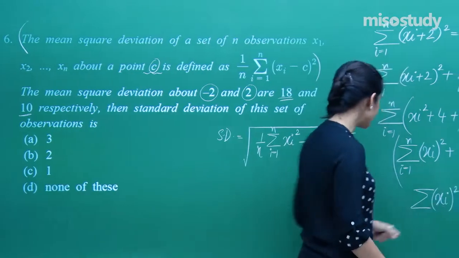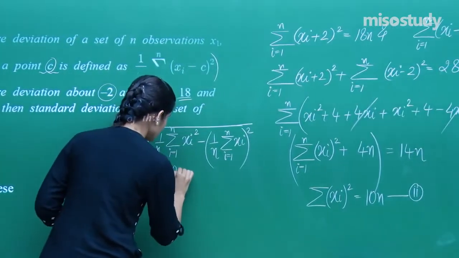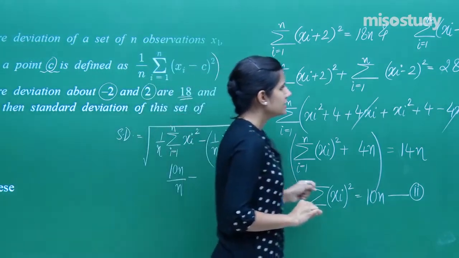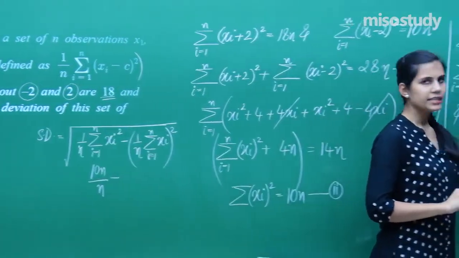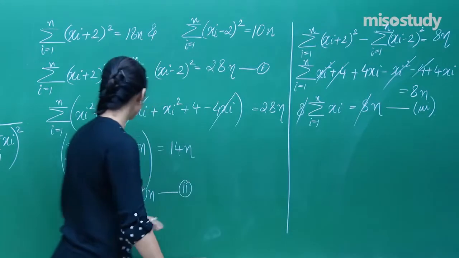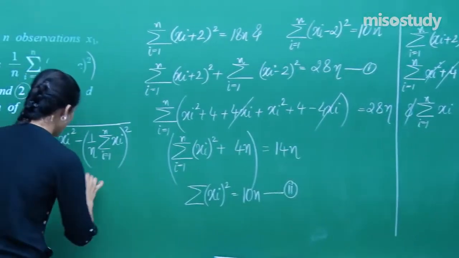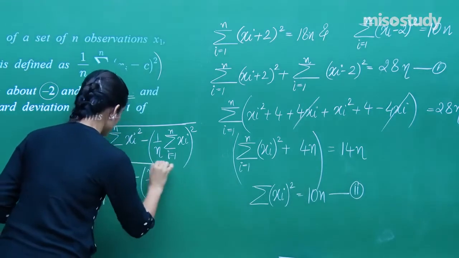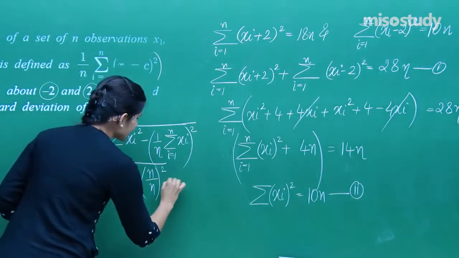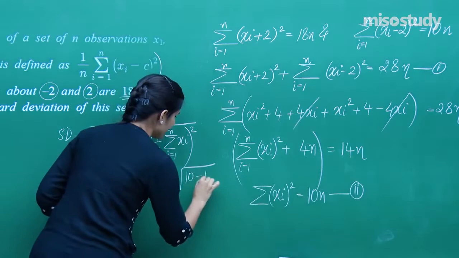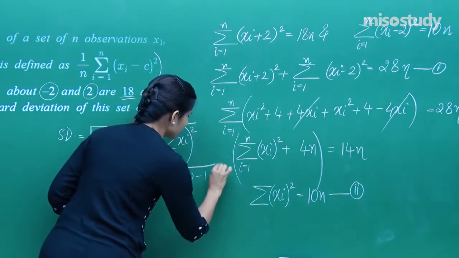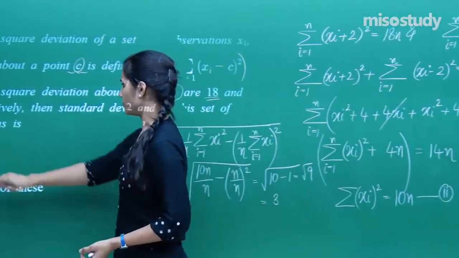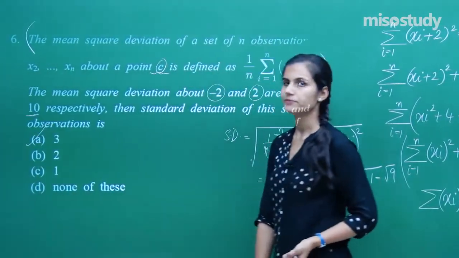Summation xi square is 10n, so 10n by n, minus summation xi. Summation xi is coming out to be n, right? So this is n upon n whole square, square root. This is nothing but square root of 10 minus 1, which is square root 9, that is 3. And the answer therefore is 3.